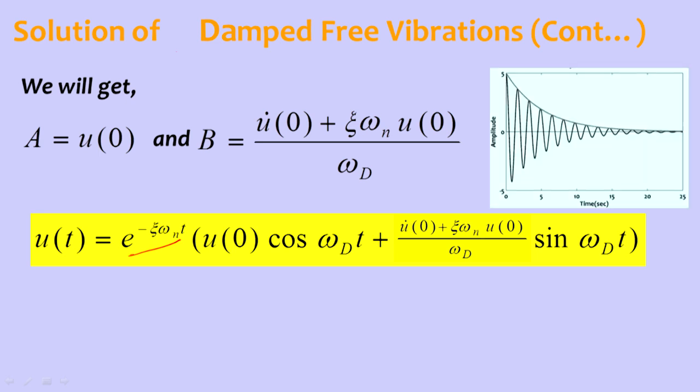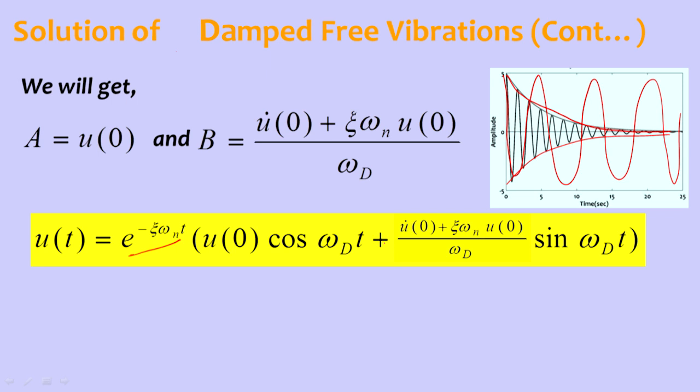If we plot this solution, we get a solution like this. If it is undamped free vibration, it will not come down, so vibrations will go on without any reduction in energy. But because of the presence of damping, you can see this envelope function. So energy in the vibration is coming down in every cycle.